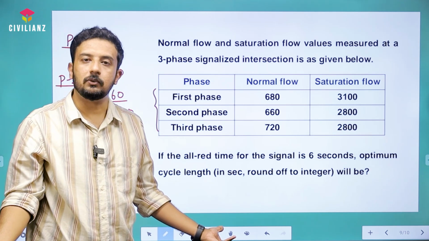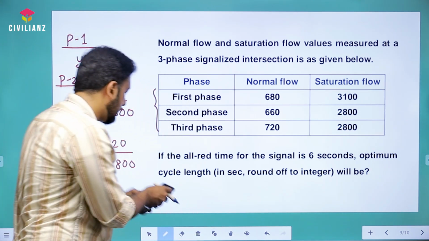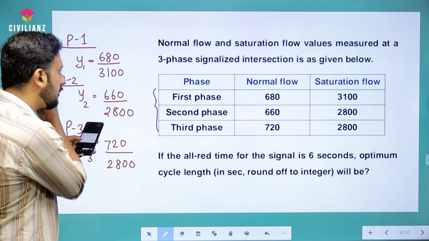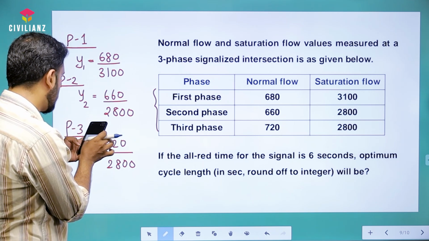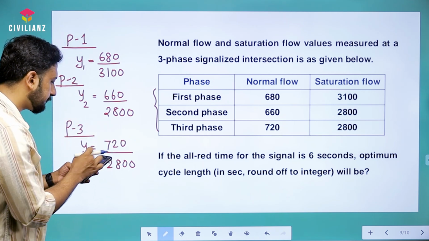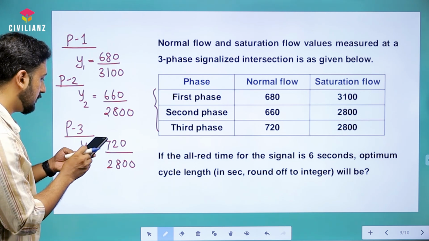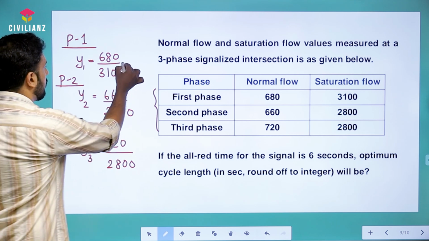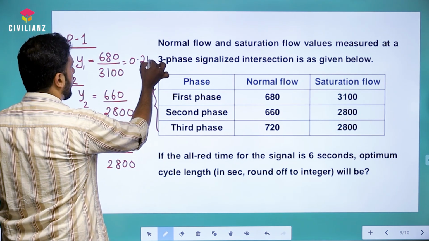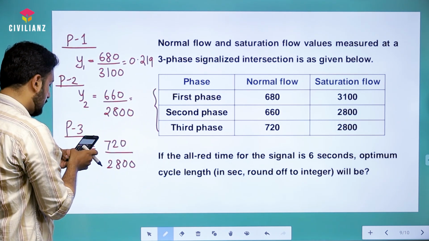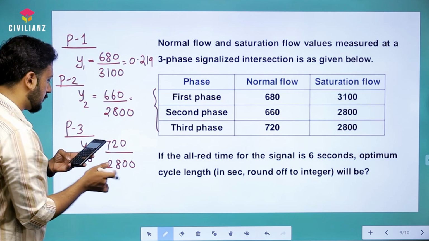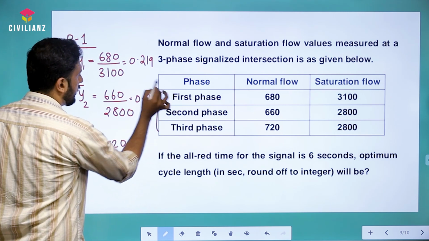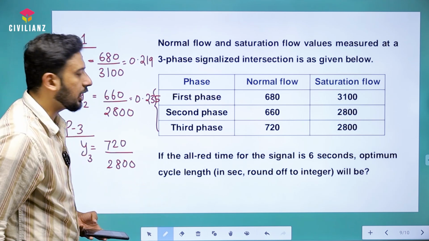We got all the small y values. Let me just calculate it. How much will it be? The first value is 680 divided by 3100. We are going to get it as 0.219. Similarly, this is 660 divided by 2800. It's going to be 0.235. We can take more decimals for more accurate final answers.